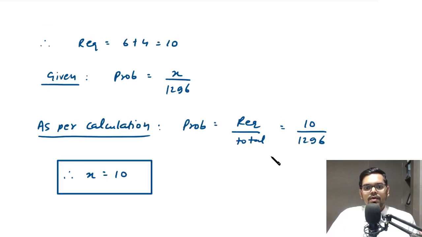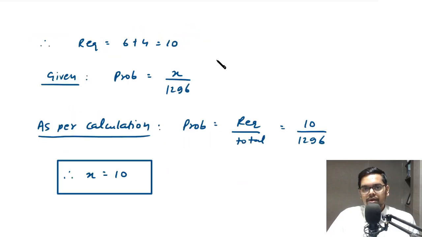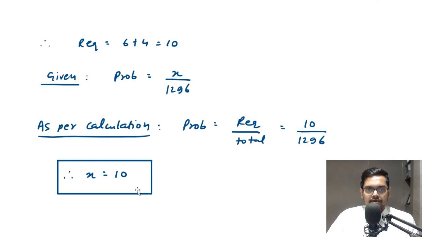So probability is requirement by total, 10 by 6 to the power 4, which is 1296. The given thing was that your probability comes out to be x by 1296. So if I do the comparison as per the given, probability comes out to be x by 1296, and I solved and got 10 by 1296. So just compare the numerator, you will get x is 10. That is the answer. Easy, isn't it? So two things were there, probability concept and the permutation concept to get the answer.